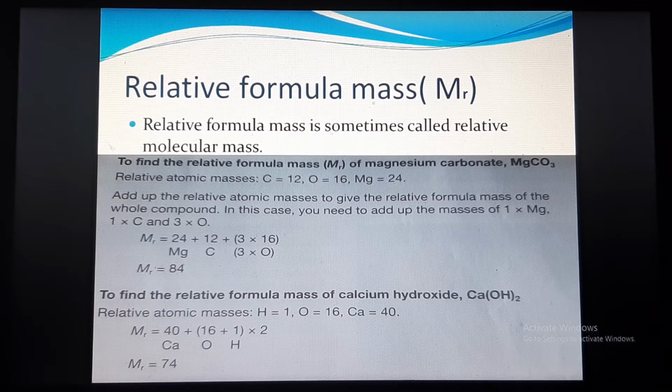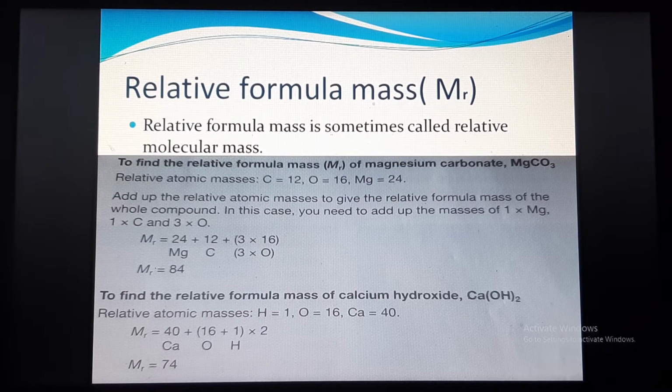First we have to know the relative atomic mass of carbon, 12, oxygen 16, magnesium 24. It is given in the periodic table. This is the mass number. So carbon mass is 12, oxygen mass is 16 and magnesium mass is 24. If you want to get the relative formula mass, what do we have to do? First of all, we calculate these masses. So Mr is equal to 24, because in the formula there is only one magnesium.